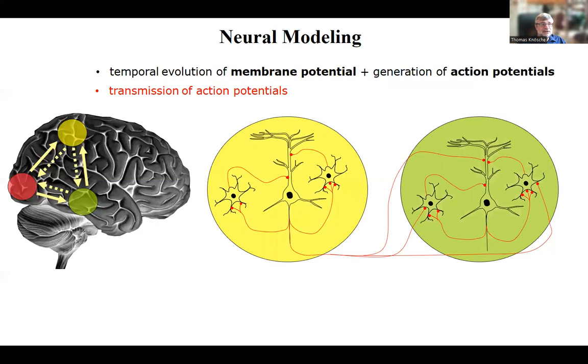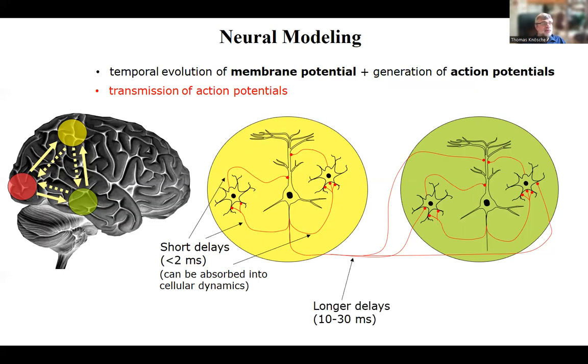If you have several areas in the brain, then we have local circuitry, where we have quite short delays, which often can be absorbed into the cellular dynamics or descriptions of the cellular dynamics of the neurons. And we have longer delays between the areas that need to be accounted for explicitly. And of course, everything in between.